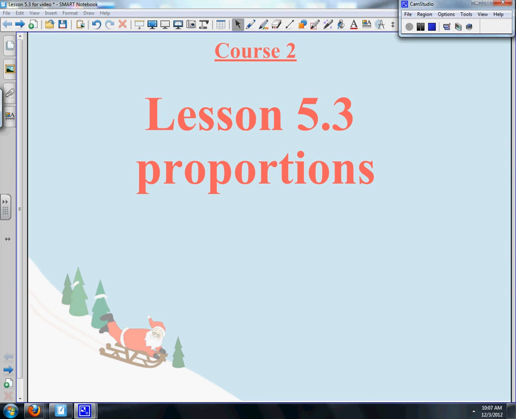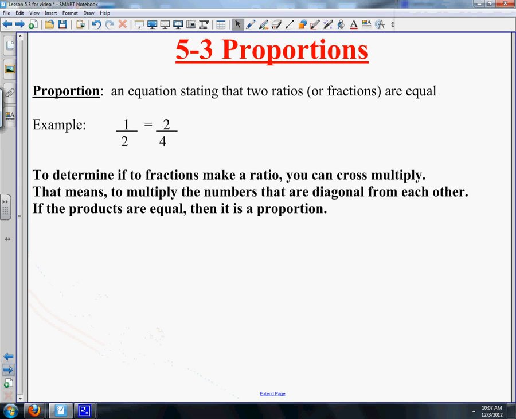Hey guys, this is lesson 5.3, proportions. So title your paper Proportions. Now, proportions are very similar to the ratios and the rates that we've been doing in this chapter. So write down proportion in your notes.